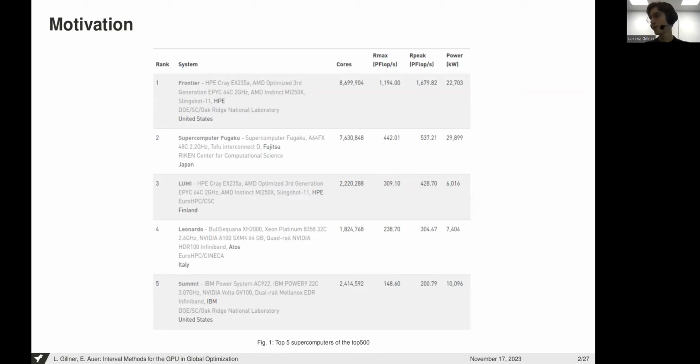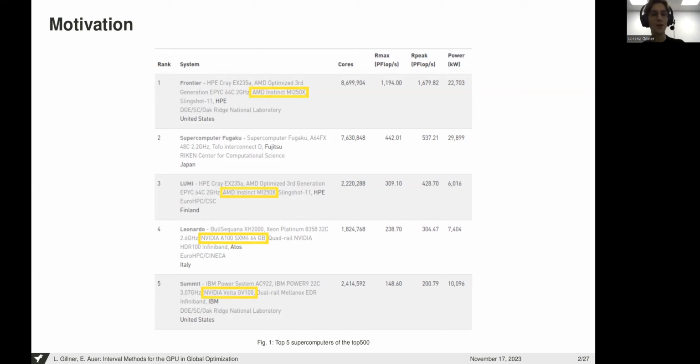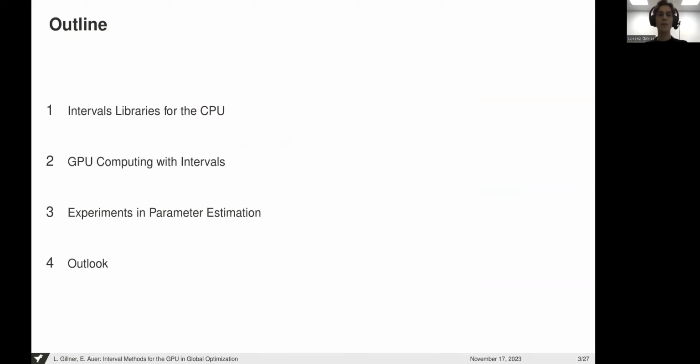And this is a question which is becoming, from our point of view, very important, because if we take a look at the top 5 of the top 500 supercomputers in the world, we can see that almost all of them are not CPU clusters anymore, but heterogeneous systems using some accelerator hardware, specifically modern GPUs. And in this context, we are asking the question, what are our possibilities to use interval methods on such accelerator hardware? And this is going to be the overarching topic of my talk today.